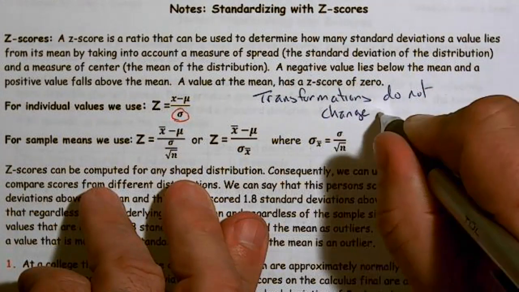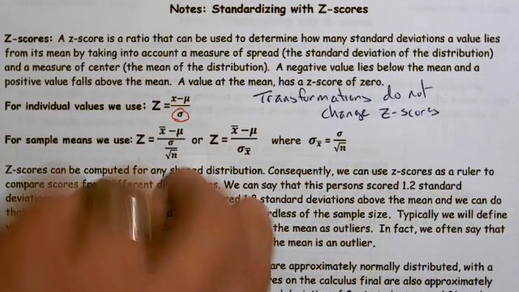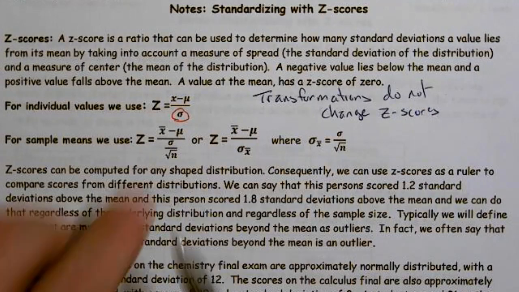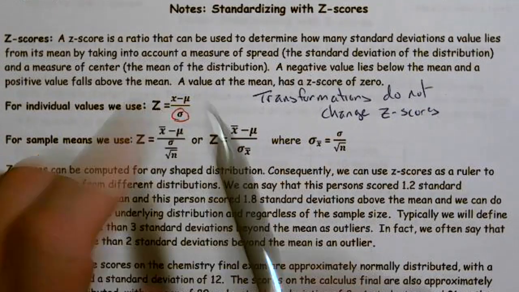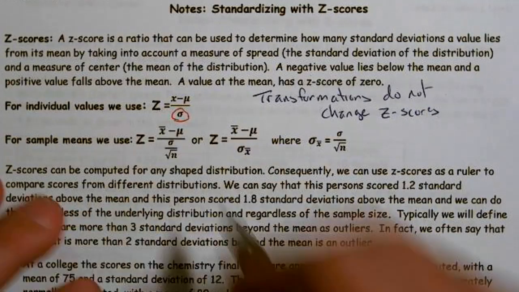Transformations do not change z-scores. That's important to note because remember, if we add a constant, measures of center change, but spread doesn't. If we multiply by a constant, measures of center and spread change. But when it comes to z-scores, if we multiply the values by a constant, the z-score doesn't change. We add a constant, the z-score doesn't change. So z-scores do not change.